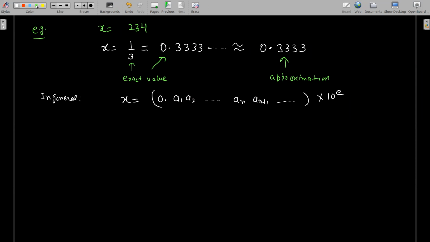And the approximation, I will denote with X star, approximation. Or we say floating point representation, or we write it FLX. So the approximation will be 0.A1, A2 up to AN, if I keep the first n digits. Okay. So this is the approximation with n digits.